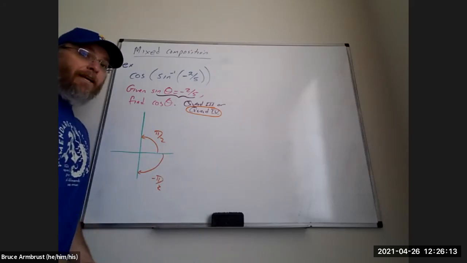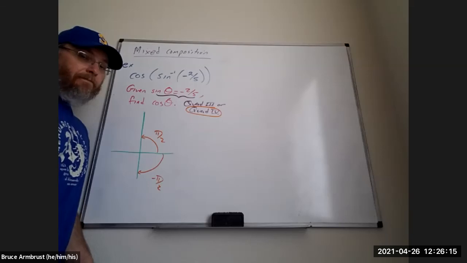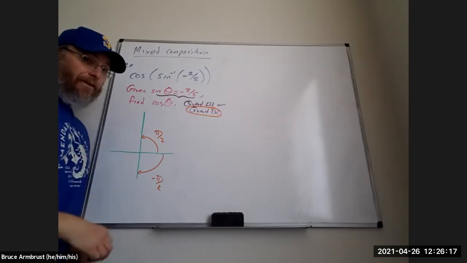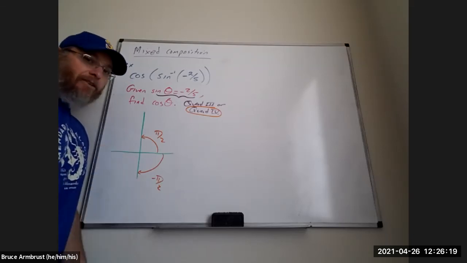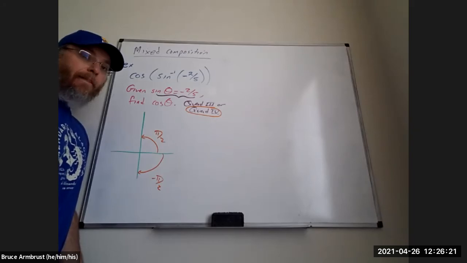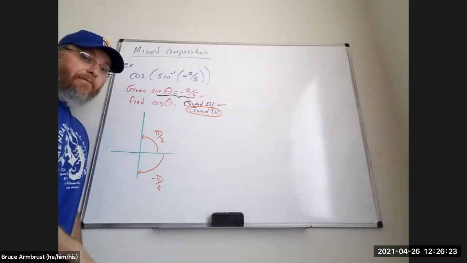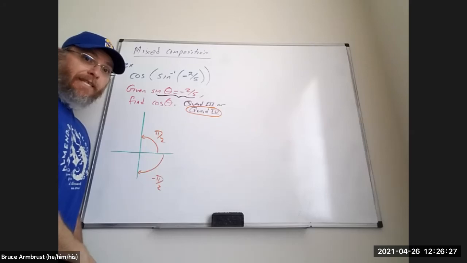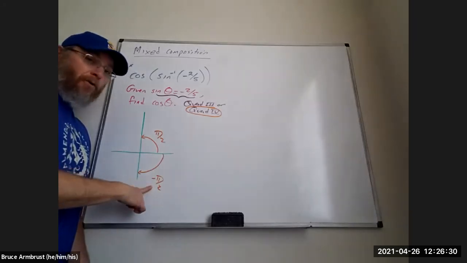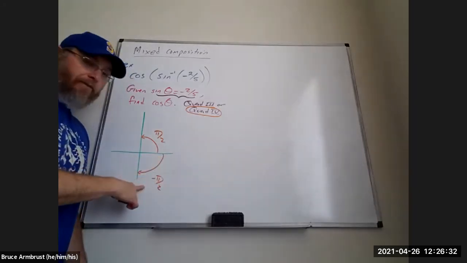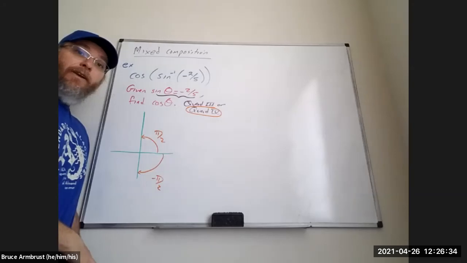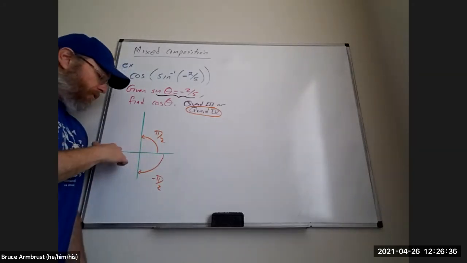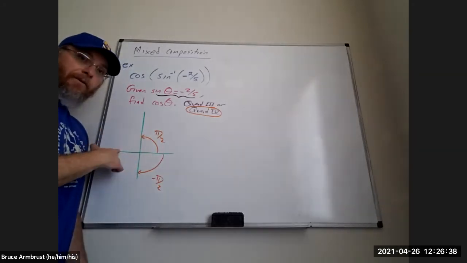So when you do the mixed composition, if there's a negative, you have to pay attention to what quadrant you're in. But you'll know what quadrant you're in by using the restrictions. For tangent and sine, you're in quadrant 4. We're going down to -pi/2. For inverse cosine, you're going to be in quadrant 2. You go from 0 to pi.